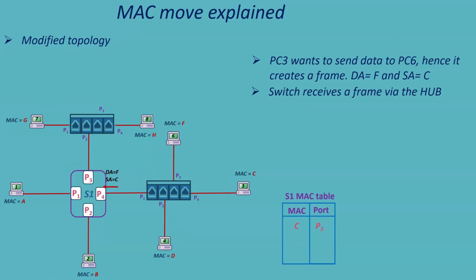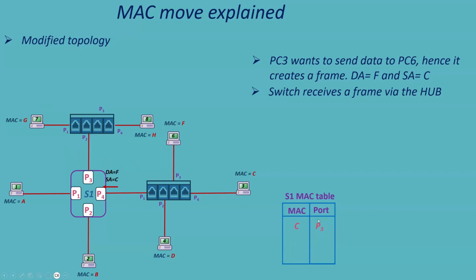Now I'm again not focusing on whether PC6 receives and accepts it or PC4 discards it. I'm just focusing on the switch. The switch has received this frame. And now what does it do? It goes through the steps again, looks at the source address field, which is C. Great. Okay, it is there in the MAC table. Let's look at the port associated with the entry in the MAC table.